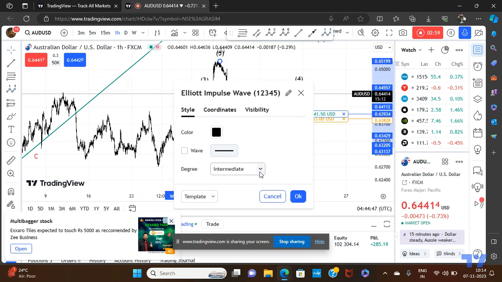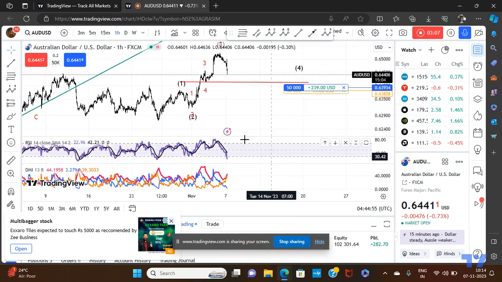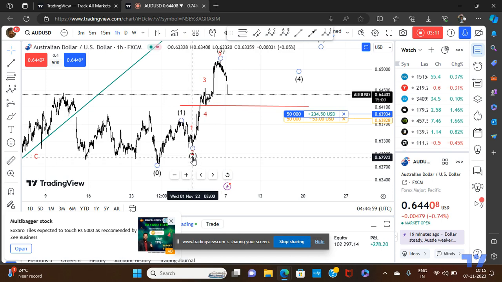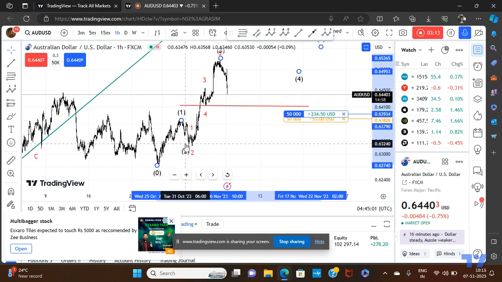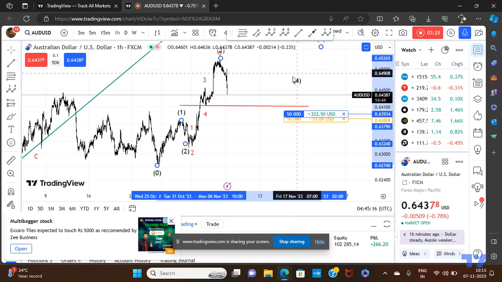So this would be minor, a different color. So I'm just trying to show you guys. Suppose this is an intermediate wave and these are minor waves: one, 2, 3, 4, and 5. So this wave has ended. And if you look at the intermediate wave, which is in bracket 1, 2, 3, and this would be 4.